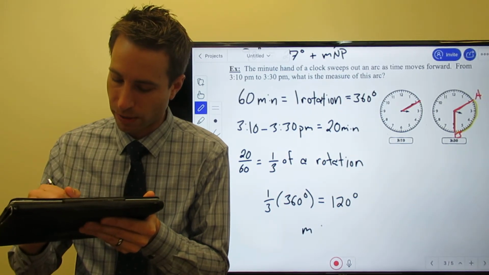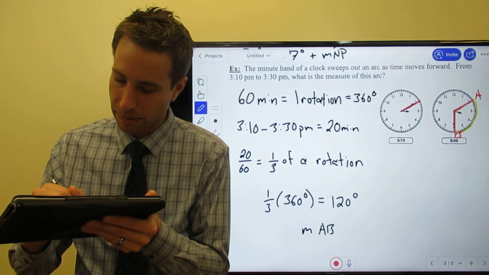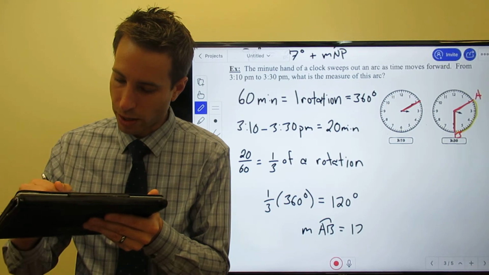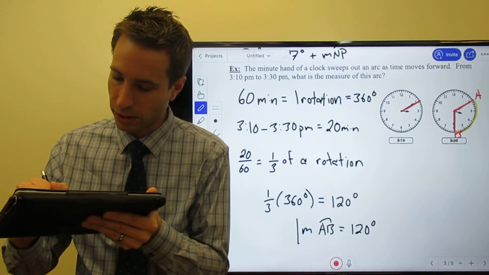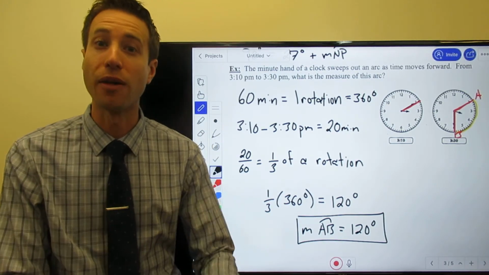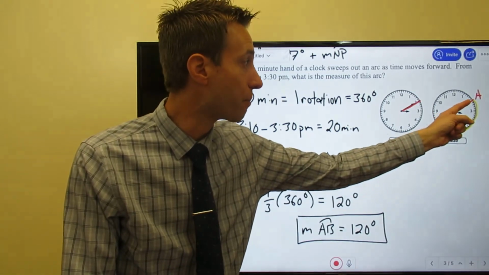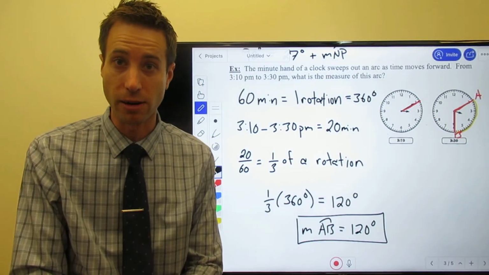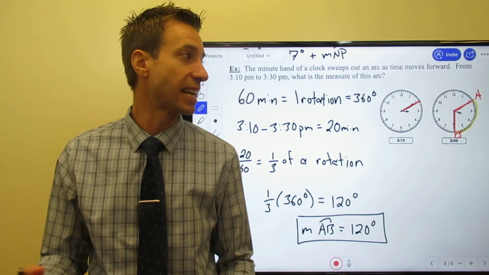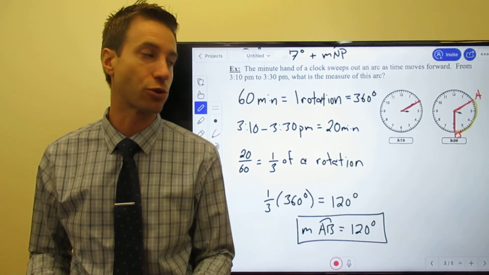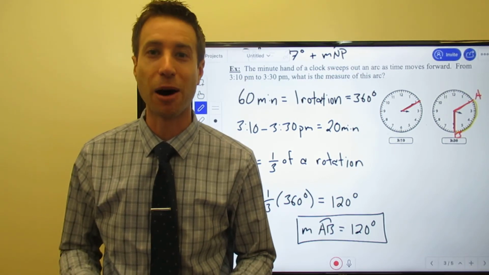So the measure of arc AB is 120 degrees. That is the measure of the arc from 3:10 to 3:30. What we'll do on the next page of the notes is take a look at a few more example problems dealing with central angles and inscribed angles, and I'll meet you guys there.